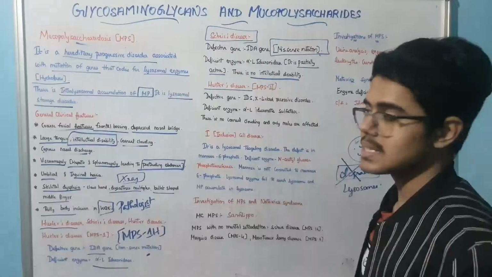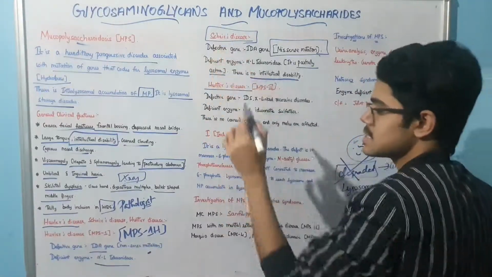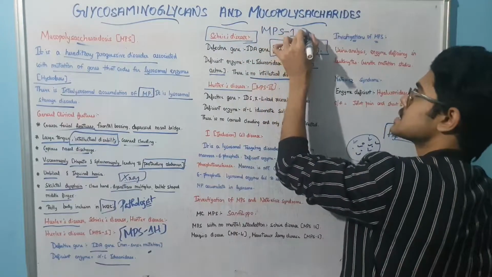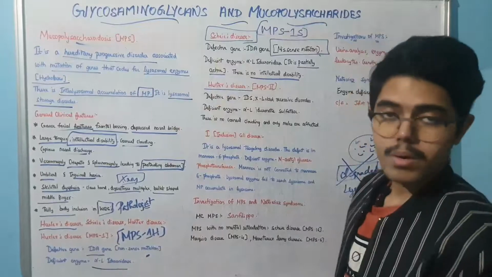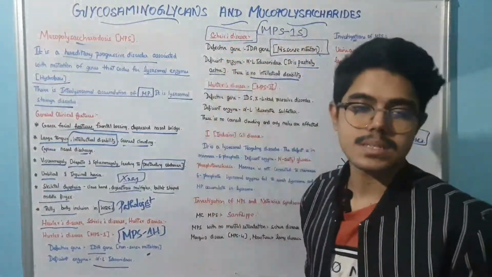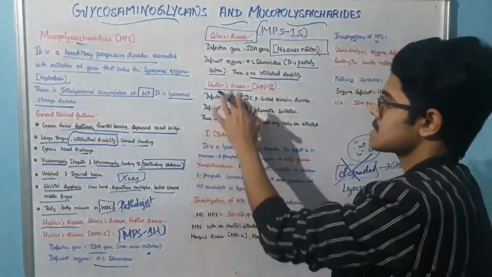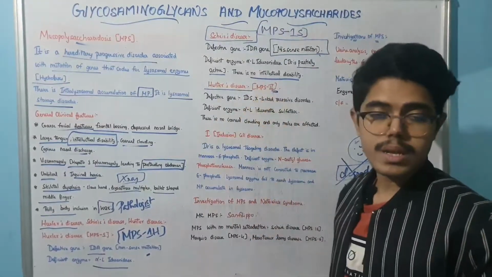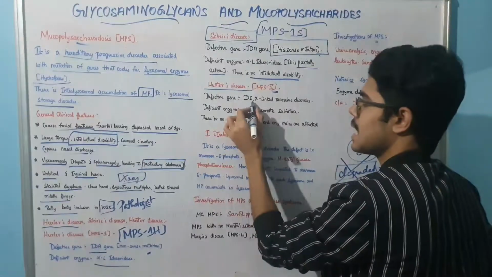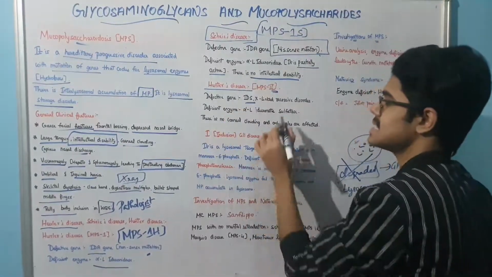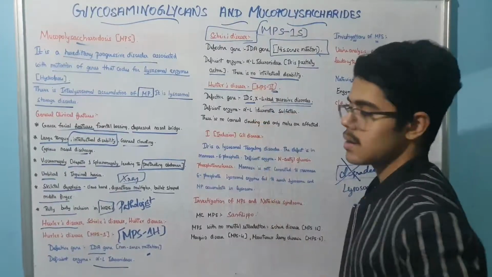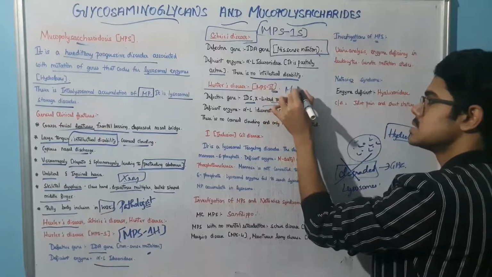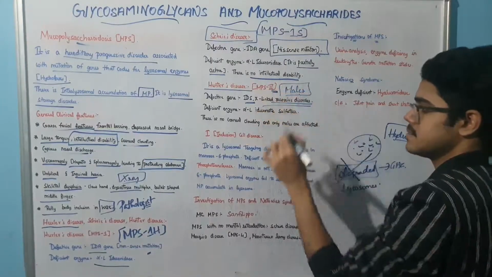Okay, so Hunter's disease. Before that, Hunter's disease is also called MPS 2, and Hurler-Scheie disease is MPS 1S. S stands for Scheie disease. Note that down. Next, Hunter's disease is MPS 2, and the defective enzyme is IDS. It is an X-linked recessive disorder, which means mainly the males will be affected.